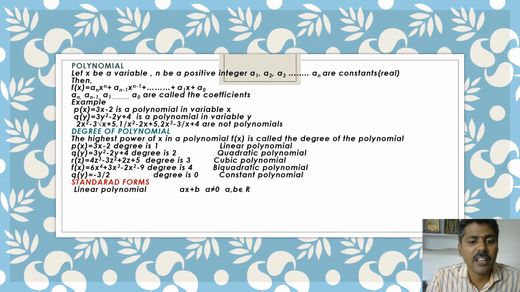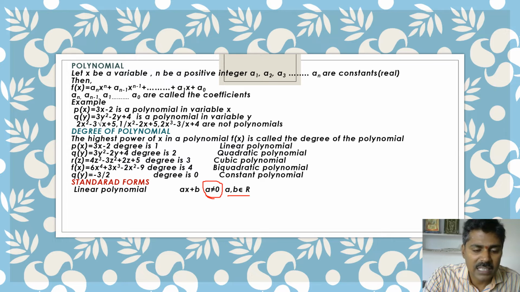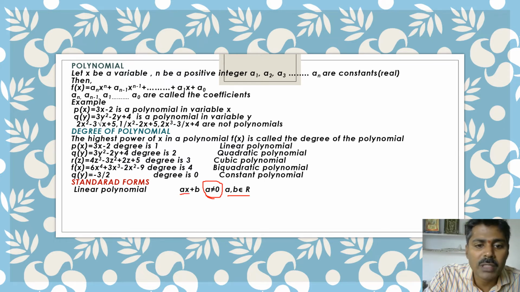Now we'll see the standard forms of these. The standard form of a linear polynomial is ax plus b, where a is not equal to 0, and a, b belong to R. You can ask me, sir, the real numbers are already mentioned in the definition, so why have you mentioned a not equal to 0 again? If a becomes 0, what happens? This term will be 0 and we are left with b. b is a real number, so it's a constant. There is no variable. Then this will not be a linear polynomial. Hence, I have mentioned a not equal to 0.